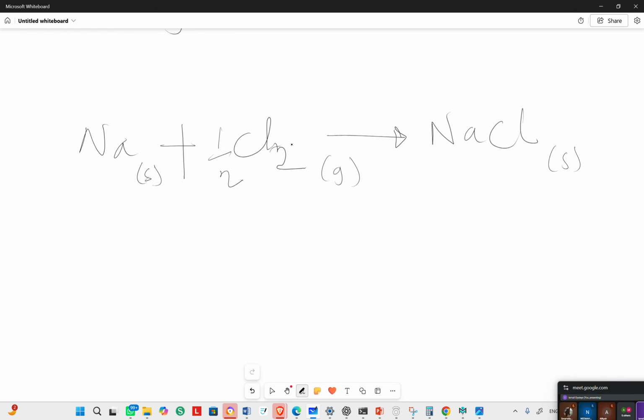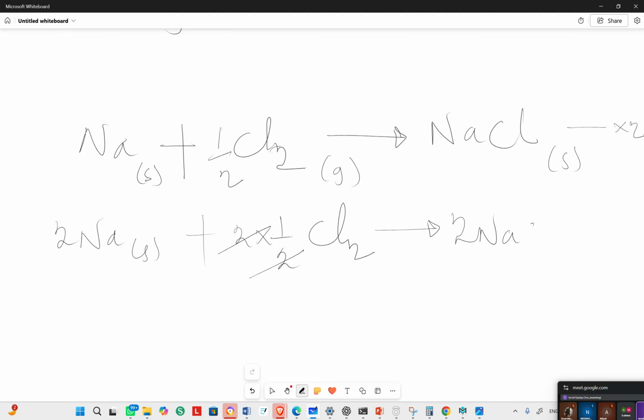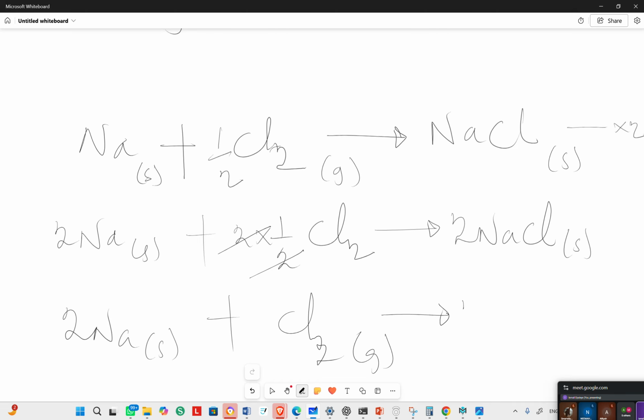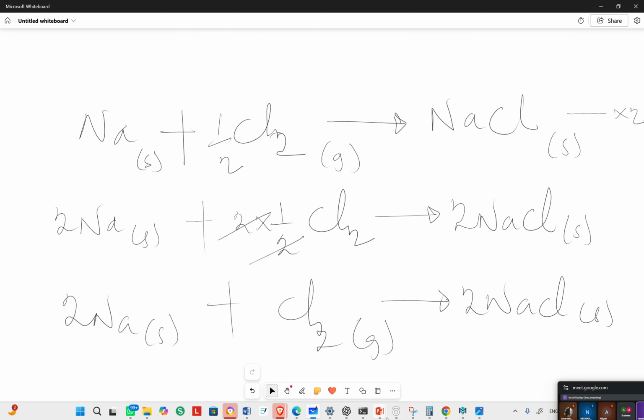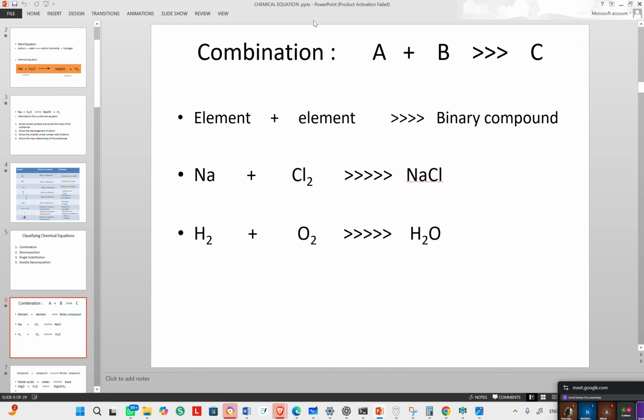So multiply all through by 2. Multiply the whole of the equation by 2. When you do that, you can have 2Na solid plus, the 2 is going to cancel out this half, because you're going to have 2 times 1/2 Cl2. So this is going to cancel out this, resulting in the formation of 2NaCl solid. Eventually, all balanced to be 2Na solid plus Cl2 gas, resulting in the formation of 2NaCl solid.